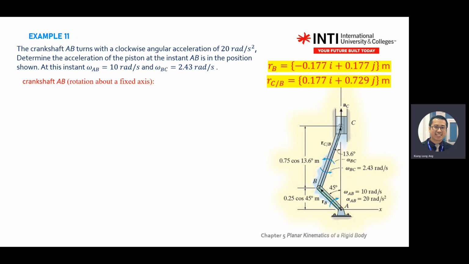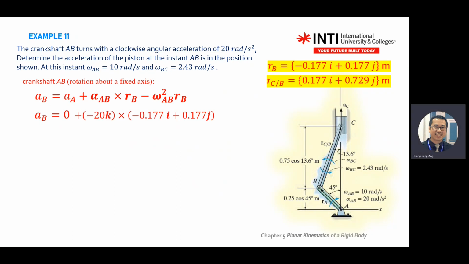So once you have these two values, you start to look at rotation or angular motion. Same equation comes out, alpha B equal to alpha A plus alpha A cross RB minus omega square R. This one, you look at crankshaft A to B. You look at this one first. After you do this one, you do this one. Alpha A, alpha B, you need to find. Alpha A is 0, Y is 0, because it cannot move. Alpha AB, Y negative.